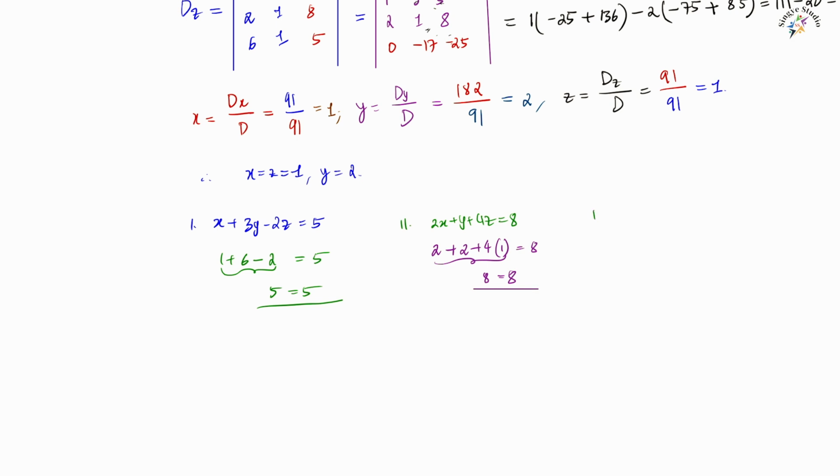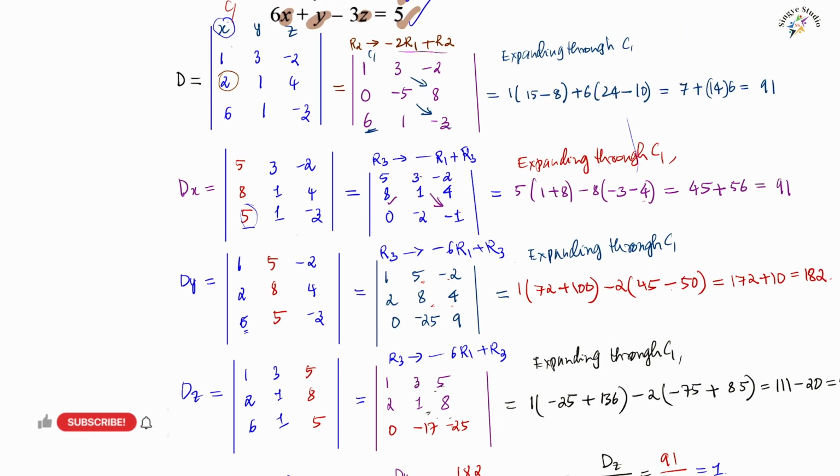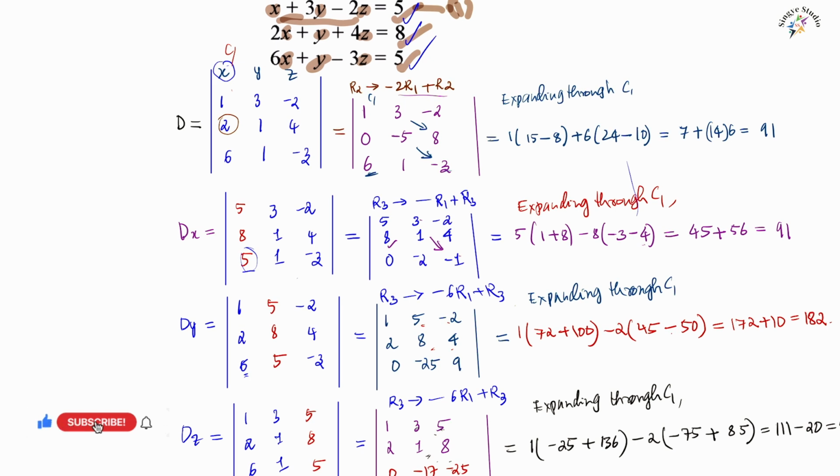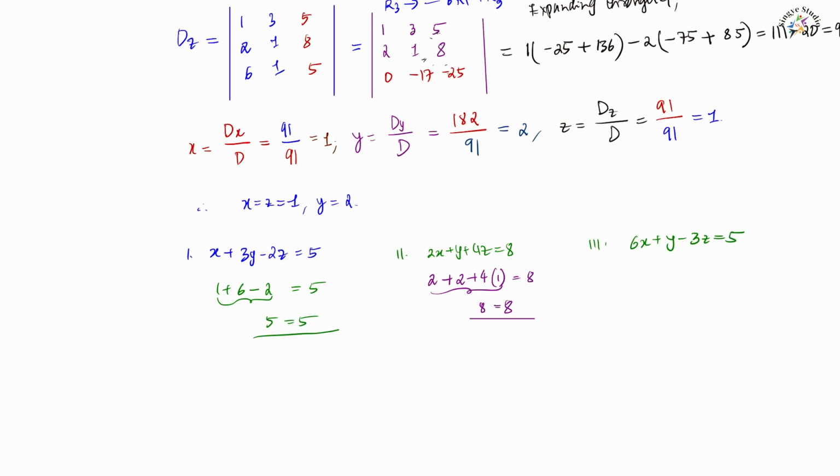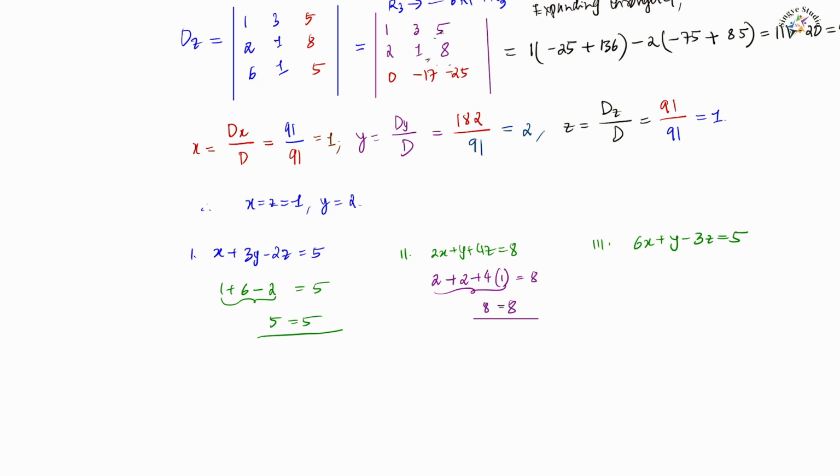Now let's check equation number 3. Equation number 3 is 6x plus y minus 3z equals 5. Substitute the values: 6 times 1 is 6, plus 2, minus 3 times 1, equals 5. So 6 plus 2 is 8, 8 minus 3 is 5, equals 5.